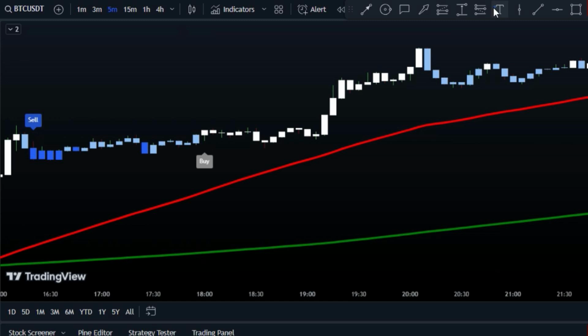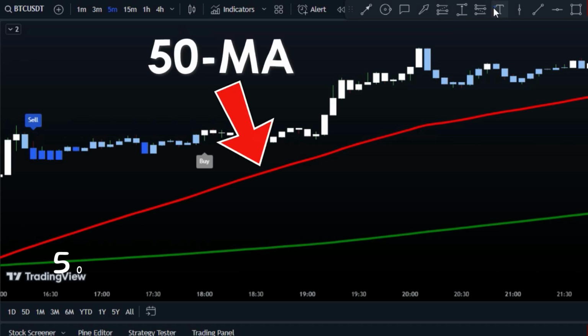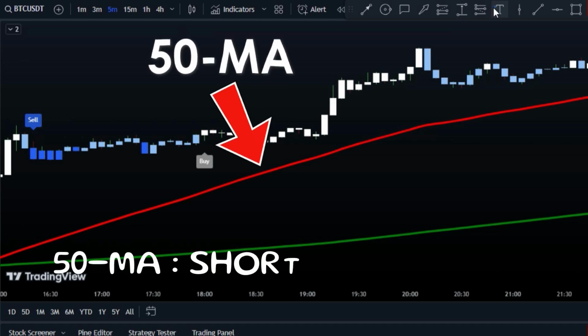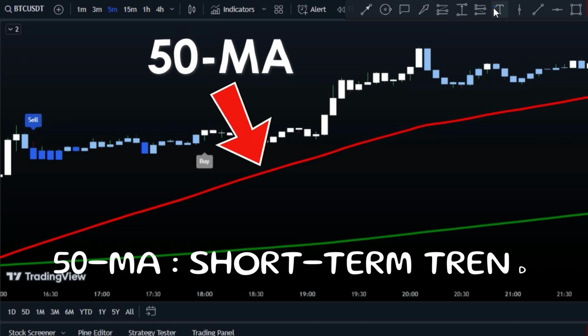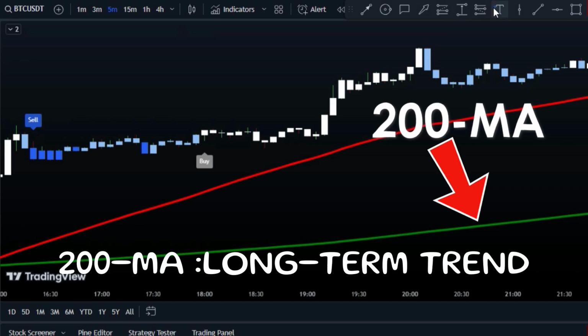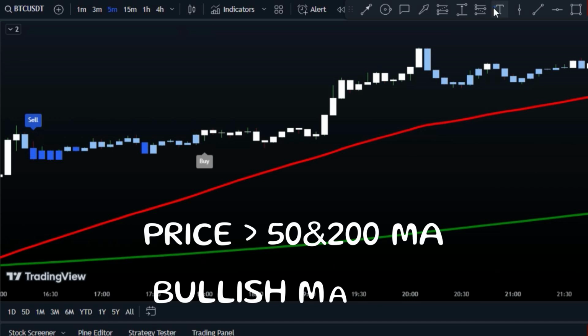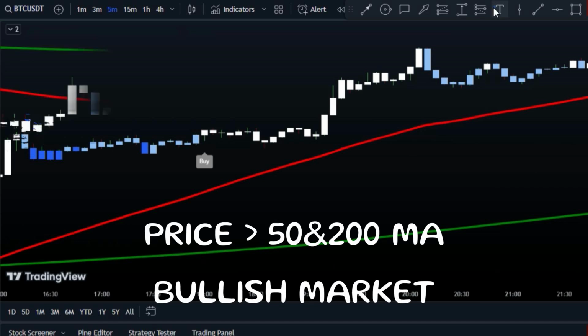This handy indicator includes two moving averages, the 50 and the 200. These moving averages help us identify the trend direction. To break it down further, the 50-period moving average reflects shorter-term price movements, while the 200-period moving average represents longer-term trends. When the price is above both, it suggests that the short-term and long-term trends are in agreement, pointing to a bullish or upward trend.